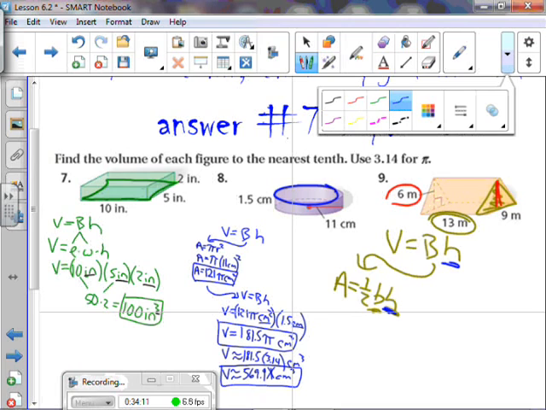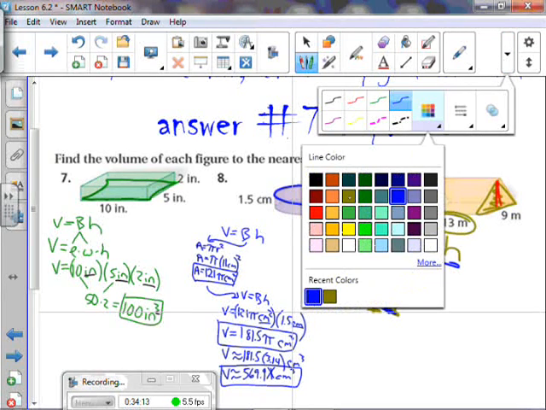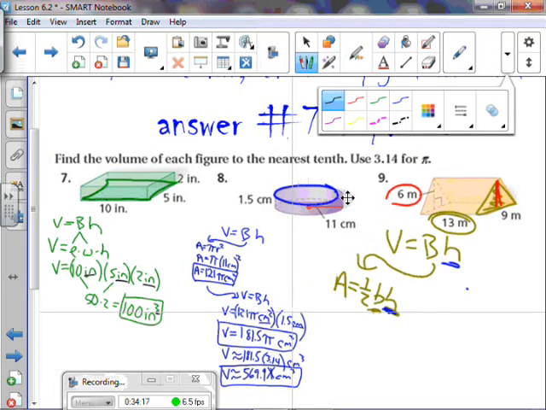Try to change my color one more time before we go on. Okay. So it didn't work, but nevertheless, we'll move on.